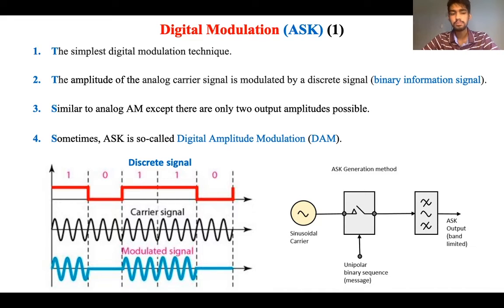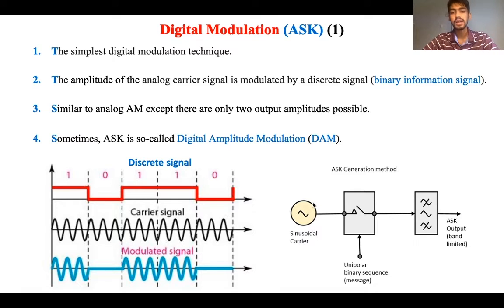To explain it in a simple way, amplitude shift keying, also known as ASK, is a type of amplitude modulation which represents binary data in the form of variations in the amplitude of signals. It's quite similar to analog amplitude modulation, except there are only two output amplitudes possible. As we can see here, the carrier signal will combine with the discrete signal to create a modulated signal.